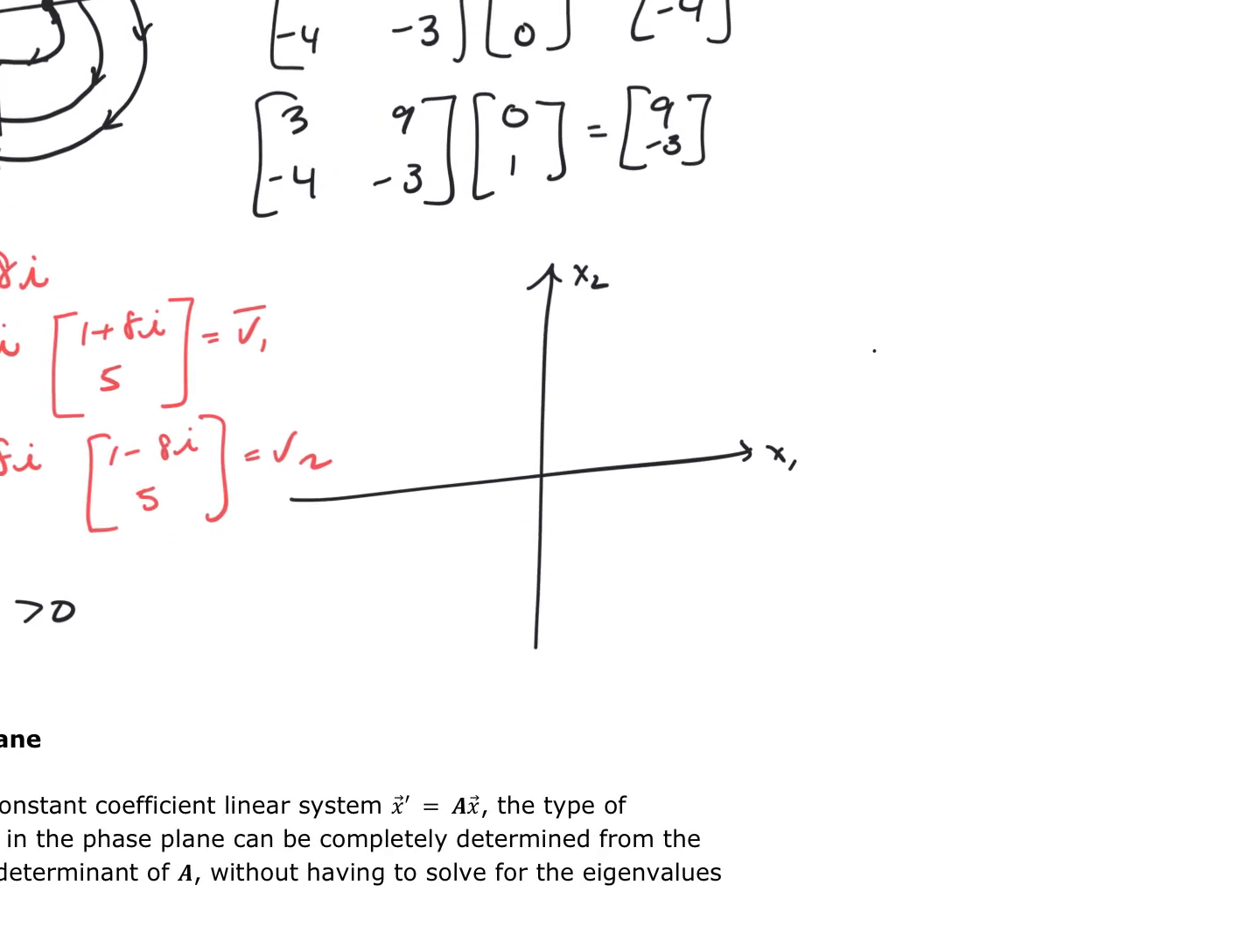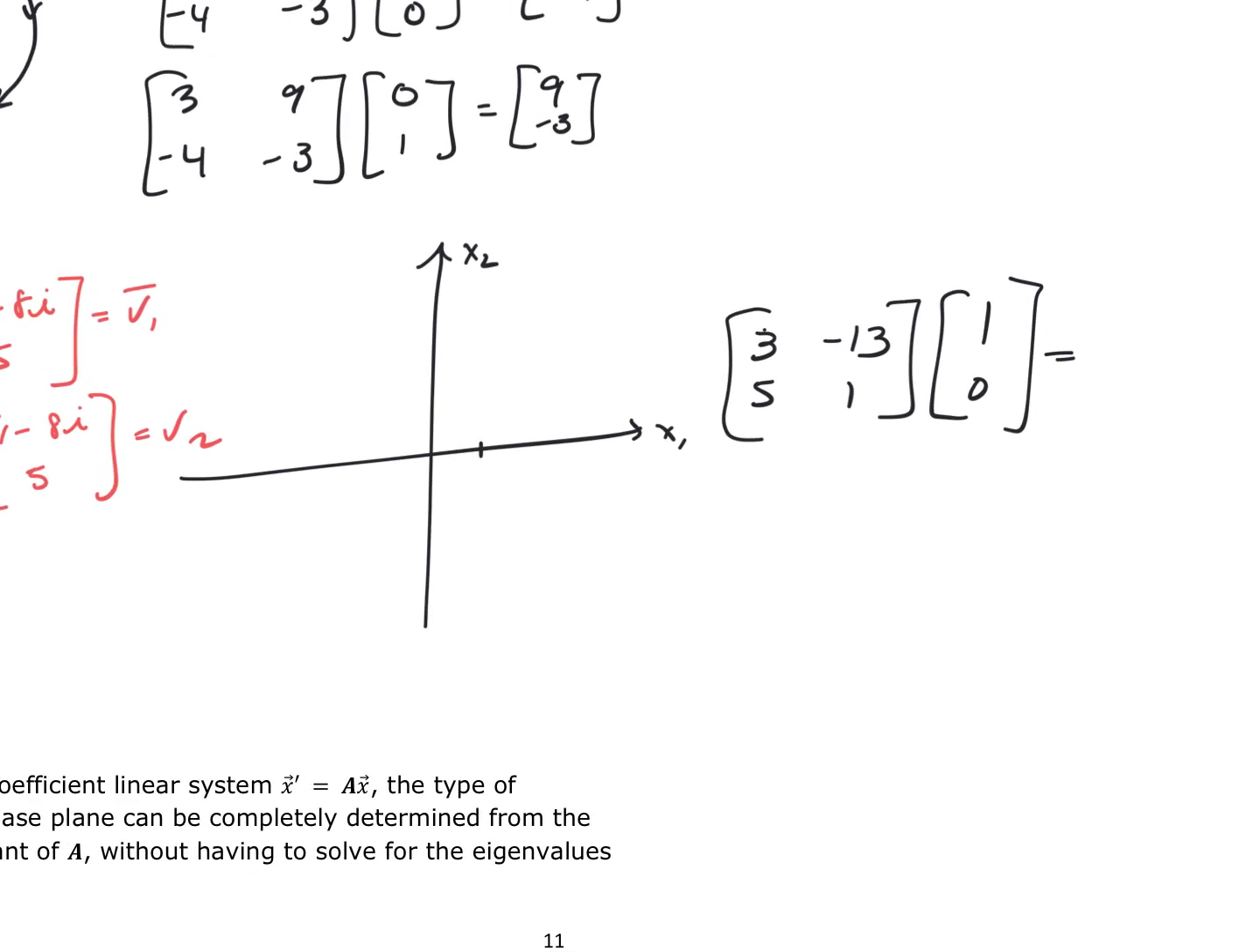So again, I'm going to take the matrix 3, negative 13, 5, and 1, multiply it by the point 1, 0. So here's where I am. When I get done with this multiplication, I get 3, 5. So remember, I am spiraling out. And this confirms it. So I'm going to go 3 in the x and 5 in the y, so it's going to look something like that. So I know I'm going to spiral like this.